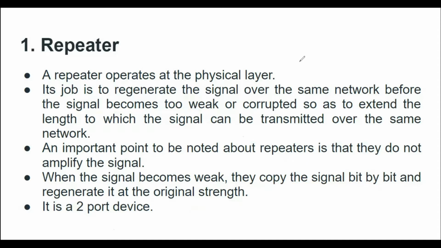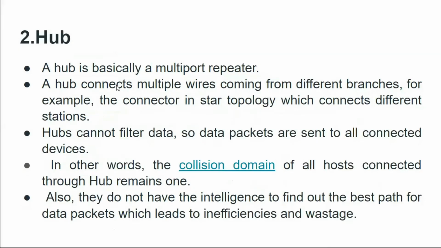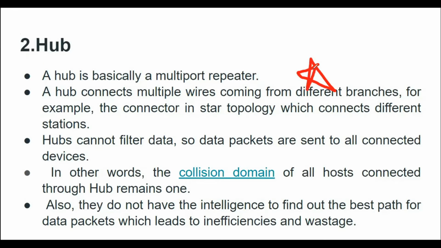The next network device we are going to see is the hub. A hub is a multi-port repeater. We have already studied the repeater, which is a two-port device, and the hub is a multi-port repeater. It connects multiple wires coming from different branches. For example, in the previous topic we talked about mesh topology. Here we are going to talk about star topology. A star has different nodes. If you draw a star, you will have some 5 nodes. Similarly here we have 5 different stations, which are connected by the hub.